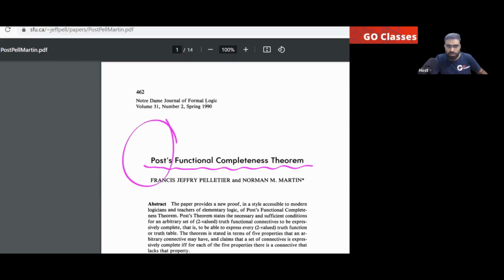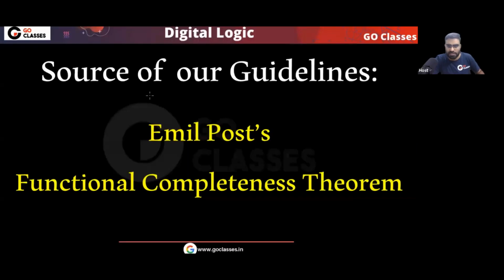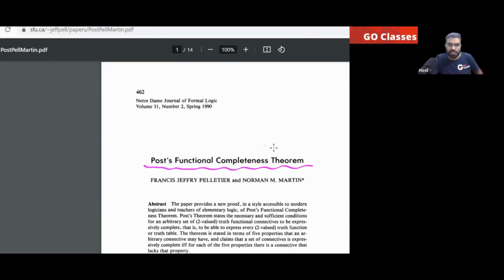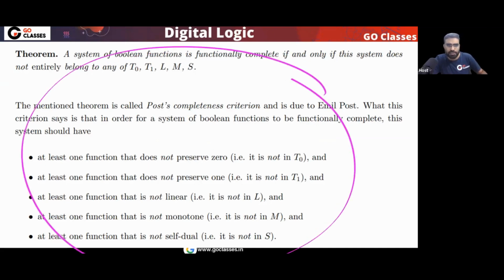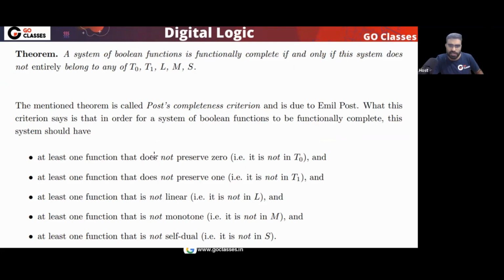So remember, Emil Post gave one theorem to check functional completeness for a set of Boolean functions. If a set of Boolean functions is given to you, then to check whether it is functionally complete or not, Emil Post gave a theorem. All these guidelines are given in this theorem. We are going to discuss this theorem in a detailed way, but this is Post's completeness theorem, given by Emil Post.